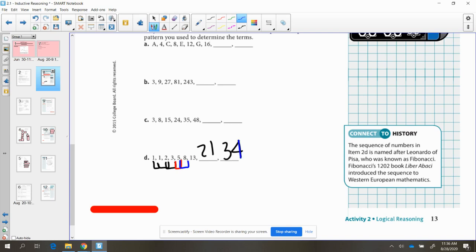Now, this is a very special sequence. If you notice this math history box over here, it is called the Fibonacci sequence, and Fibonacci is a really famous mathematician back in the day. And so he's got his own special sequence. They came up with this, and it is used in a lot of different mathematical things.